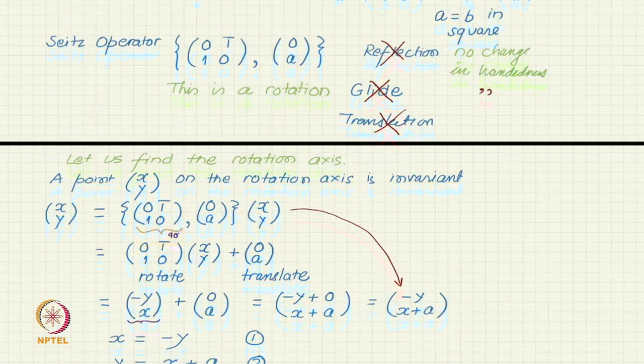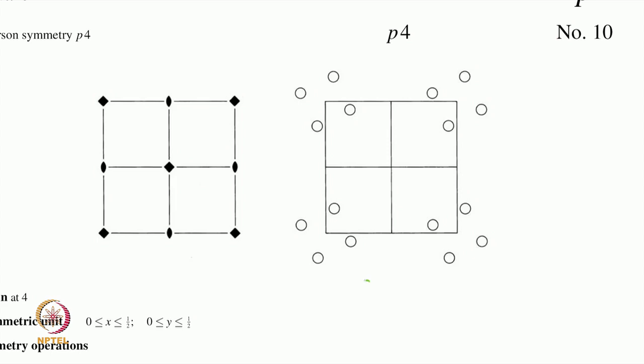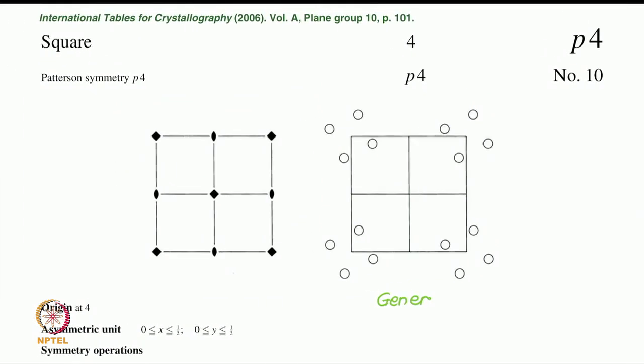The general position diagram we have already tried to create here. All you have to do is to reproduce these motifs at the other four lattice points also. So if you reproduce these motifs at other four lattice points, that will become your general position diagram. This is the general position diagram which we created. So this is plane group number 10, that is the arbitrary sequence used by the International Tables.